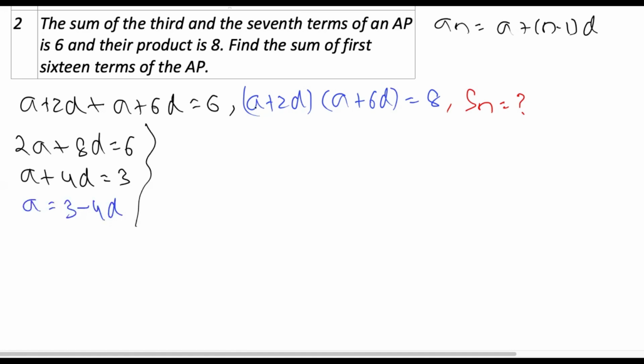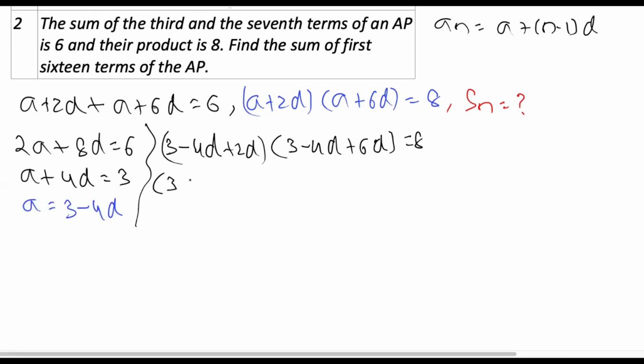So check here. I'm going to replace this a, and a is 3 minus 4d, and there is plus 2d. That is multiplied by, again, a. I'm replacing a with 3 minus 4d, and there is plus 6d here, is equal to 8. Now check, minus 4d plus 2d will give you minus 2d. And 3 minus 4d plus 6d is 3 plus 2d, is equal to 8.